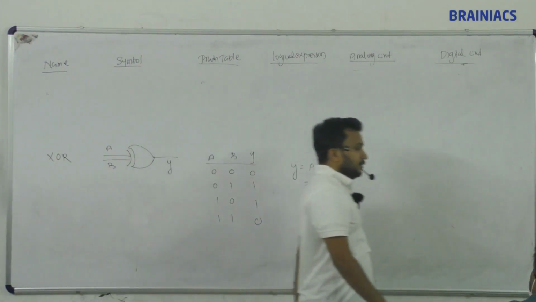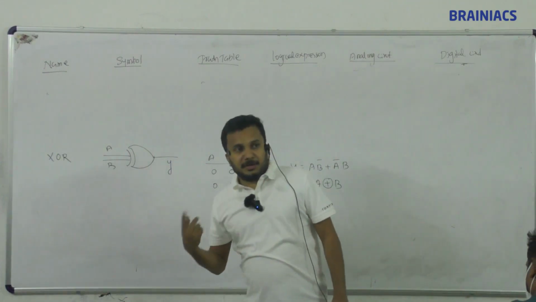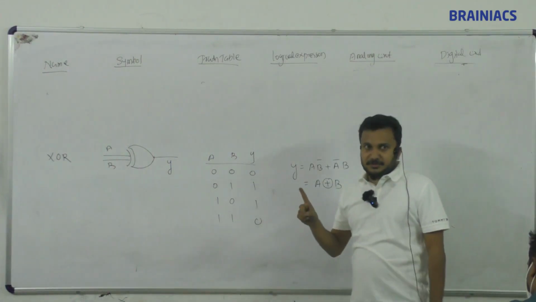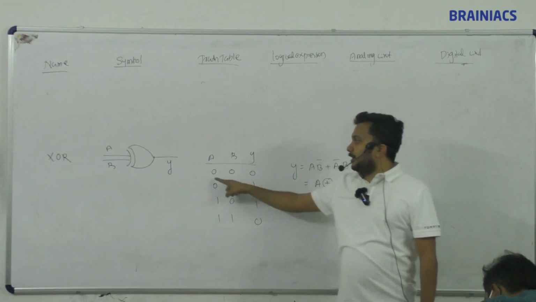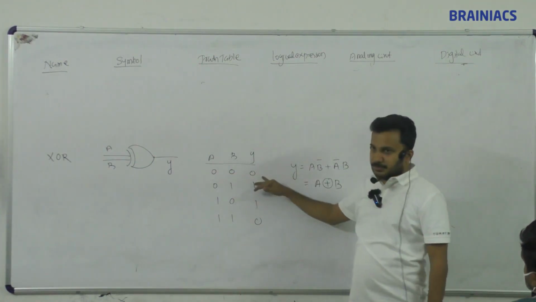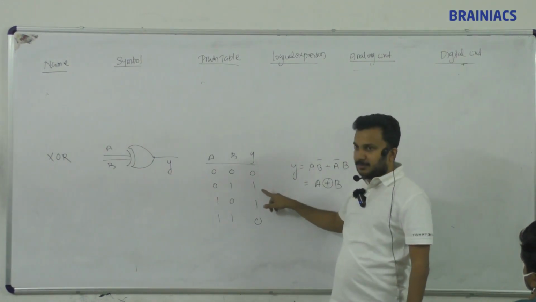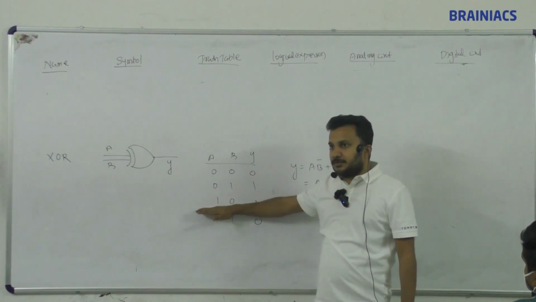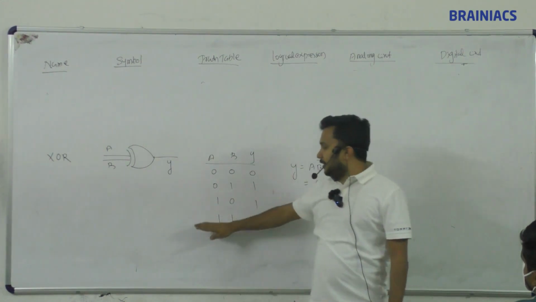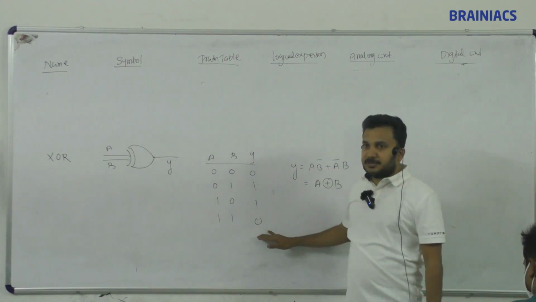This XOR gate has a speciality. What is the speciality? Whenever an odd number of 1s comes, the output is 1. How many 1s will be in the first row? 0, so the output is 0 only. How many 1s in the second row? One 1, so the output is 1. Third row, one 1, output 1. In the last row, how many 1s? 2. When an even number of 1s comes, the output is 0.